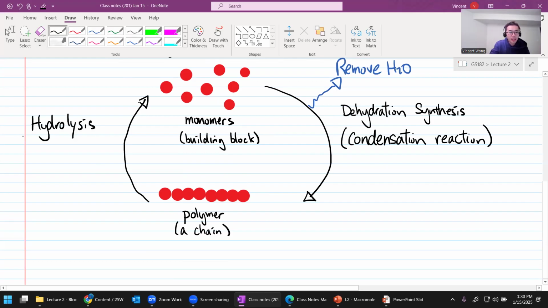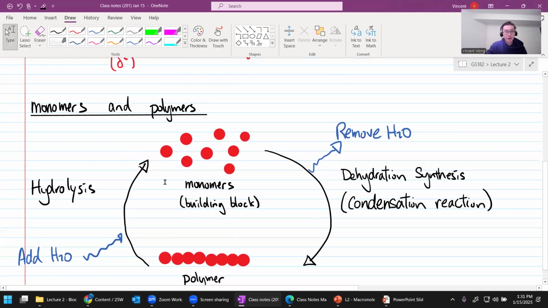Hydrolysis. Okay, I've been repeating this a couple times, so you should know by now. Hydro means water. Lysis is to break. So hydrolysis is to break the bonds by adding water. So if you want to connect them together, you need to remove water. To separate them, you need to add water. And that's how you build polymers and how you break polymers.